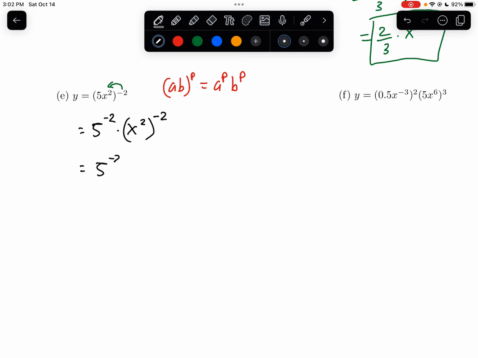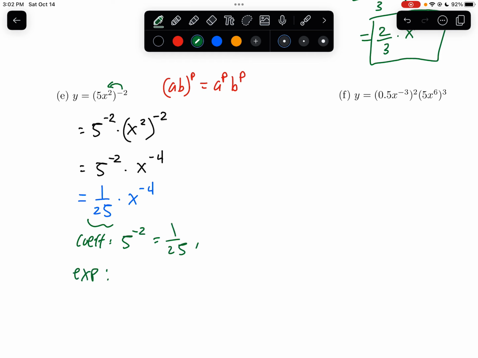So 5 to the negative 2, x to the negative 4th, because when you raise to a power, that's a generalization of this. You just put the negative 2 to everything inside, and so these multiply and you get negative 4, which means, and you can also rewrite this as 1/25 times x to the negative 4th. So your coefficient would be either you could say 5 to the negative 2, or you could say 1/25, and in either case your exponent is negative 4.